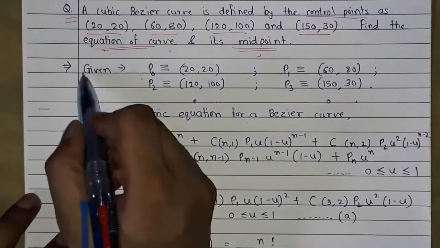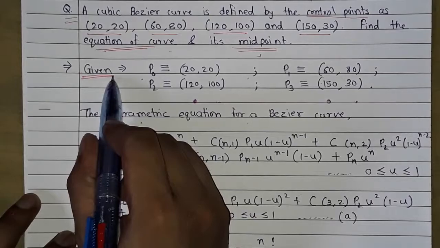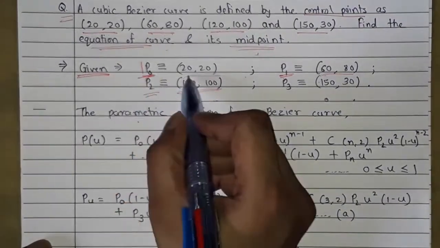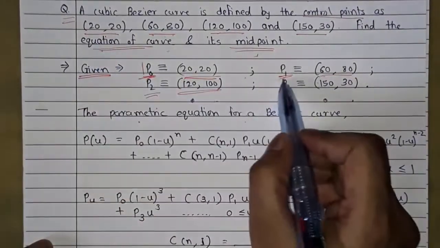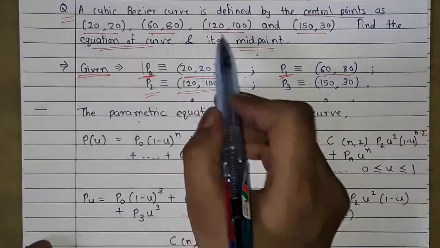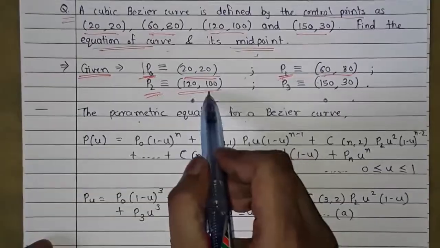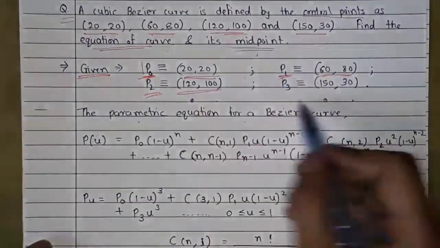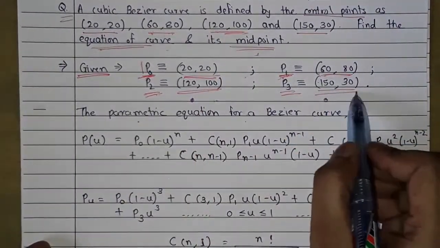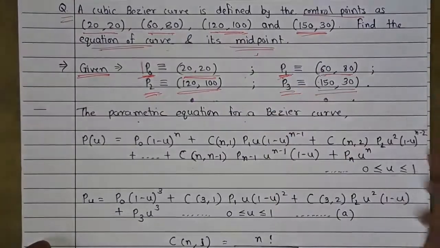Here friends, let's write the given data. Here P0 is (20, 20), P1 is (60, 80), P2 is (120, 100) and P3 is (150, 30).